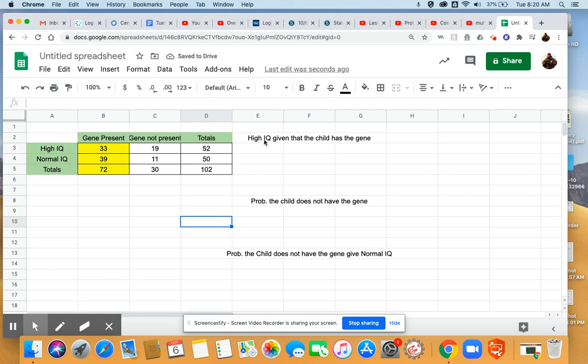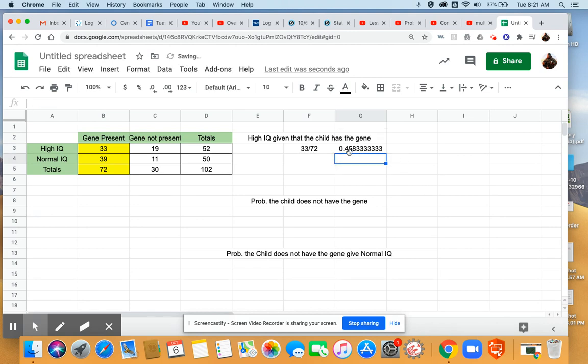We want the probability of a high IQ given that the gene is present. So we're only looking at the children with the gene present. Well, we have 33 with a high IQ, and we've got 72 total with the gene. And that's going to be your answer. Now you could divide that and get a decimal. It equals 33 divided by 72.